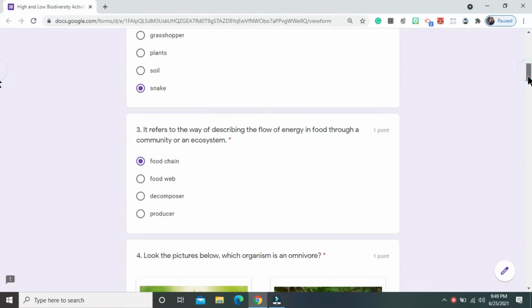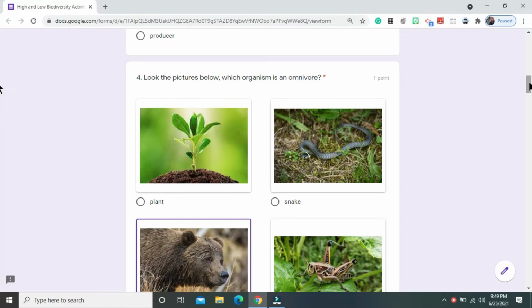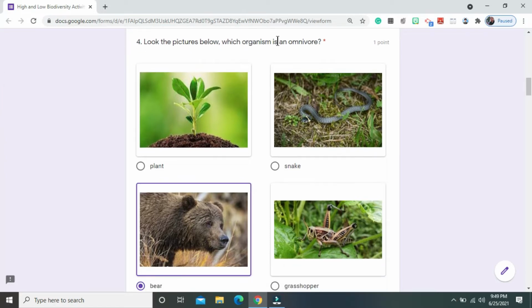Question number 3. It refers to the way of describing the flow of energy in food through a community or an ecosystem. The correct answer is food chain. Question number 4. Look at the pictures below. Which organism is an omnivore? The correct answer is bear.